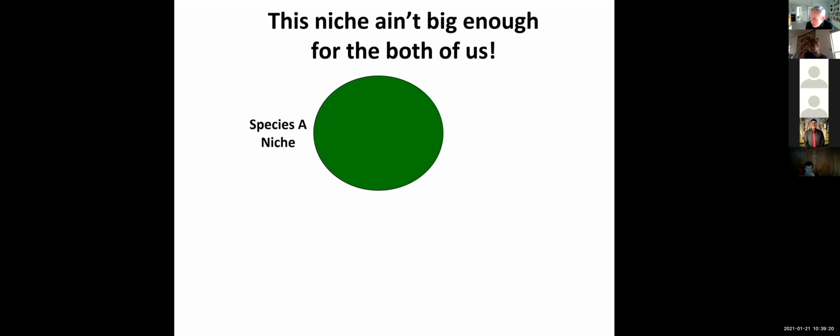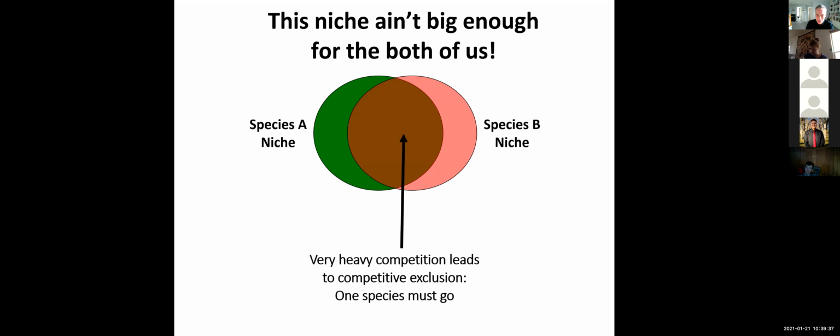In some situations, though, you have a lot of overlap between the niches, right? So species A and species B might have a lot of factors in common that they need to survive, in which case there's going to be significant overlap between those two species. So very heavy competition will lead to competitive exclusion. That's the competitive exclusion principle that we just talked about, where if there's heavy enough competition in those niches, then one of those species will have to leave because they'll get outcompeted by the other species.